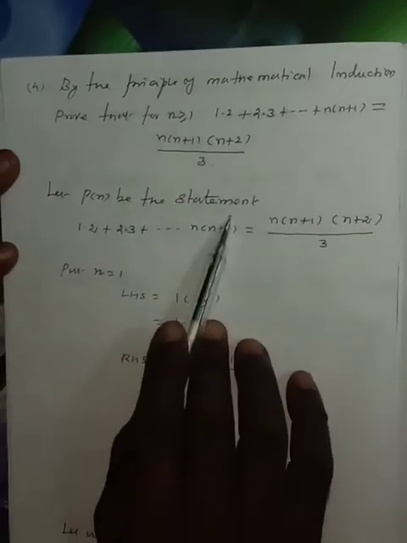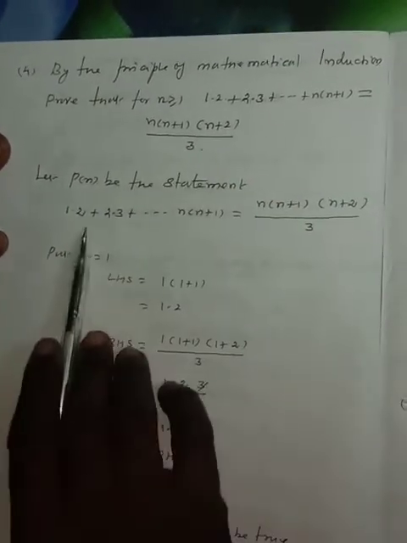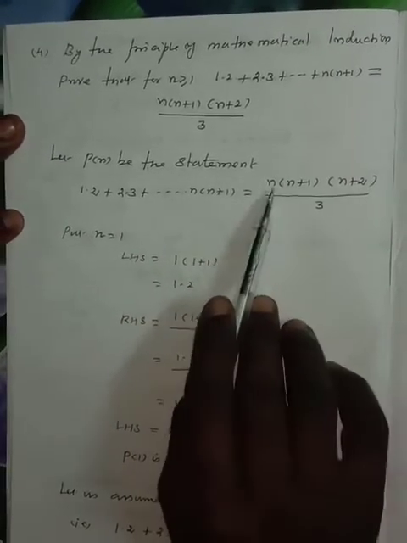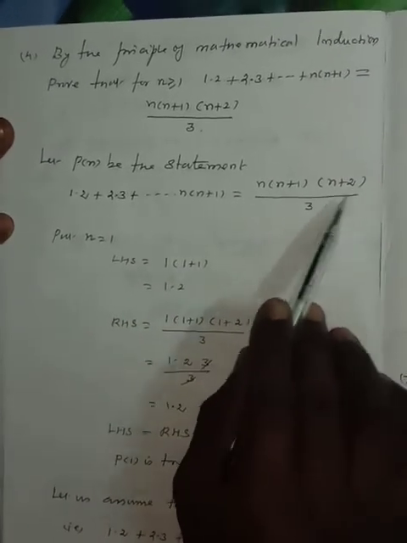Let P(n) be the statement. The given statement is 1.2 + 2.3 + and so on to n into (n+1) is equal to n into (n+1) into (n+2) whole divided by 3.